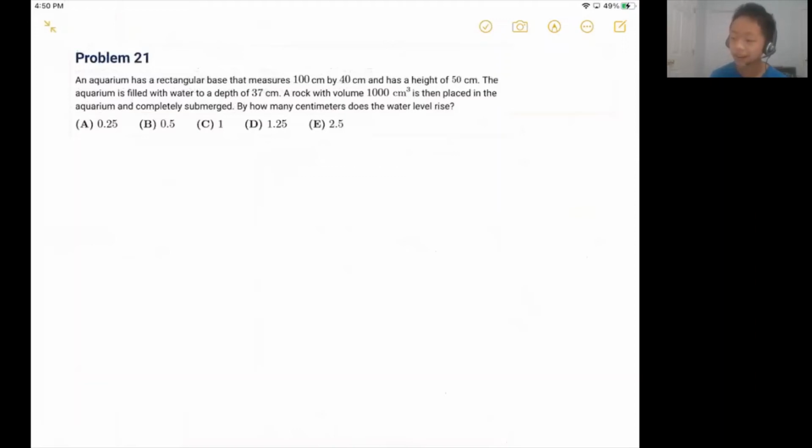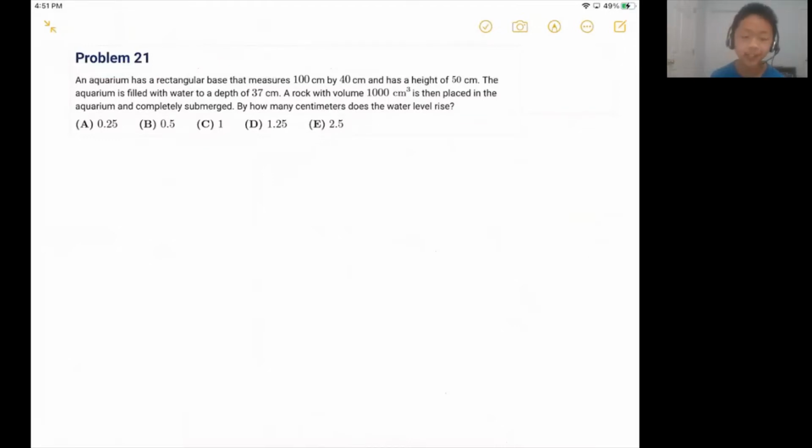Yeah, so question 21 is an interesting problem. In this problem, we have an aquarium that has a rectangular base that measures 100 centimeters by 40 centimeters and has a height of 50 centimeters. The aquarium is filled with water to a depth of 37 centimeters.